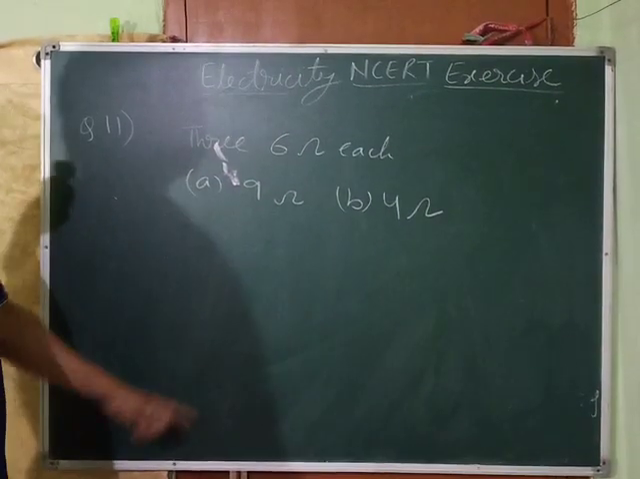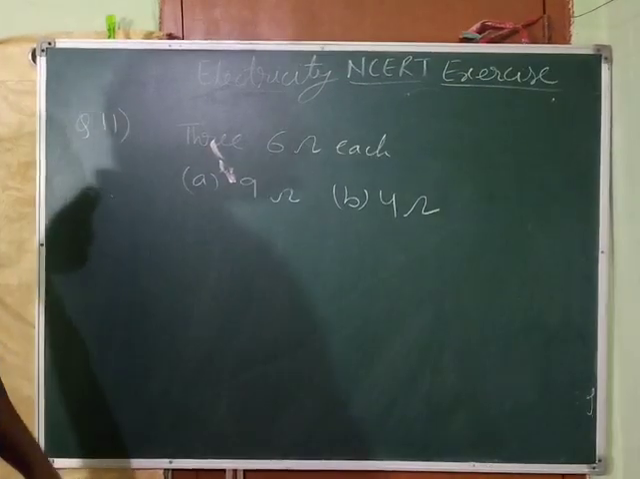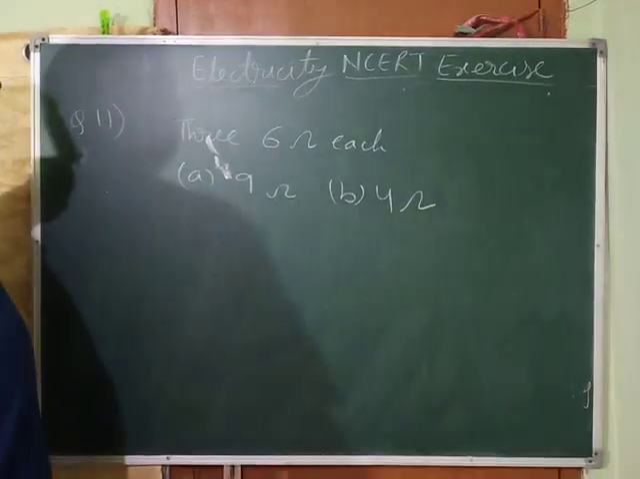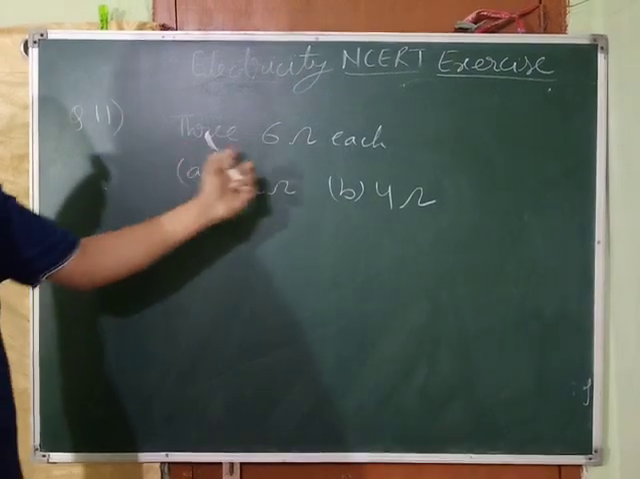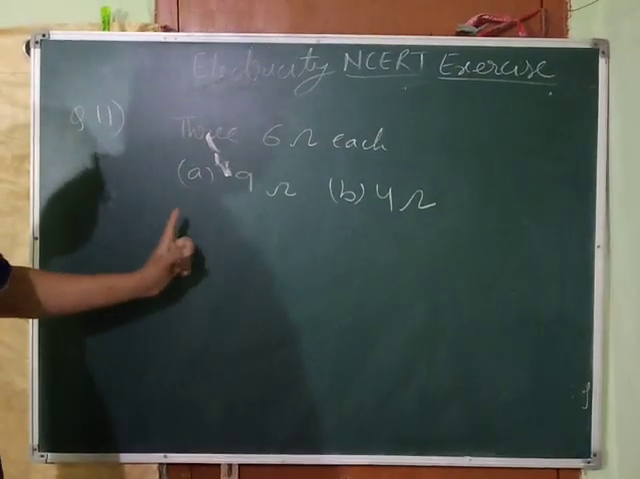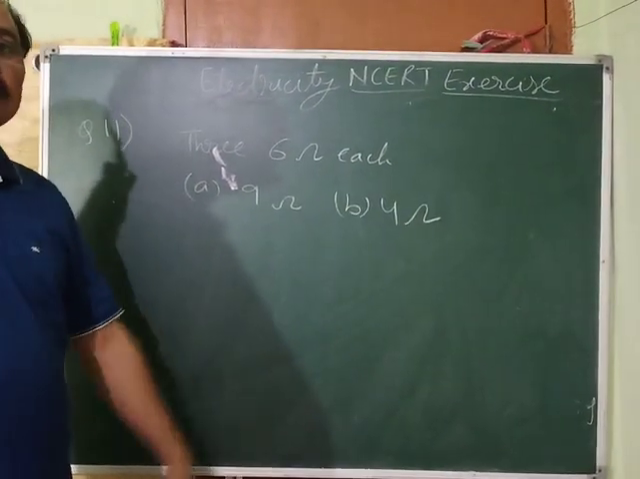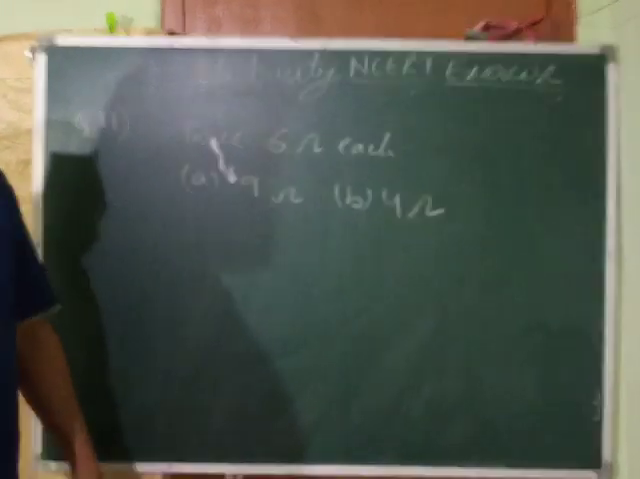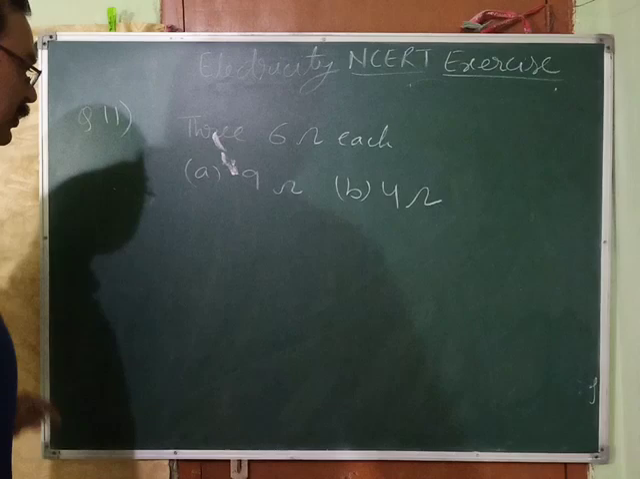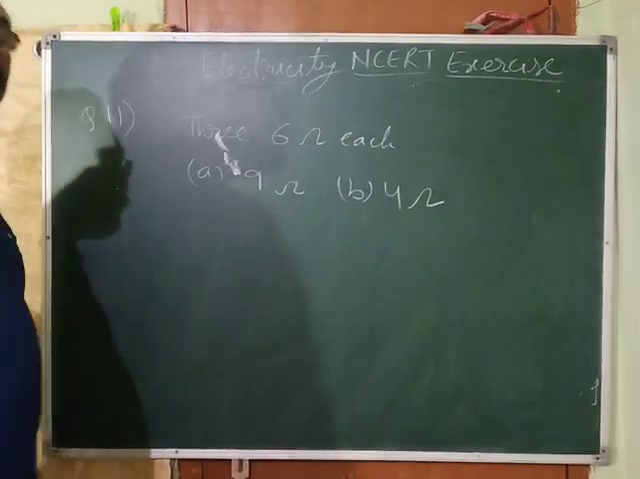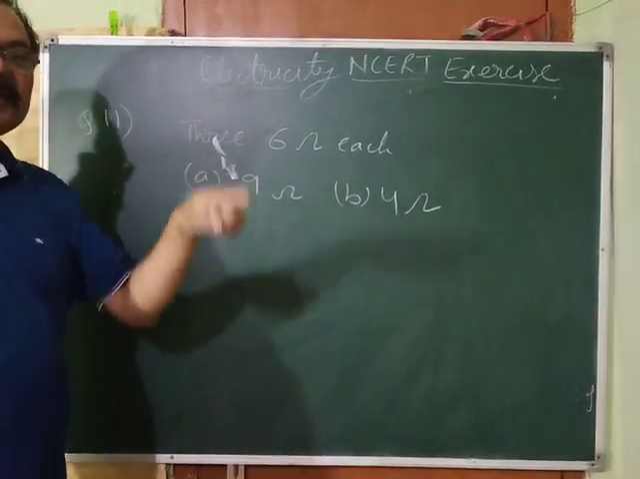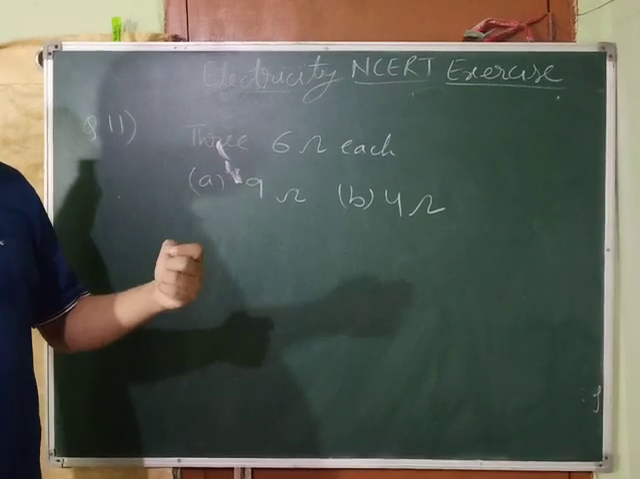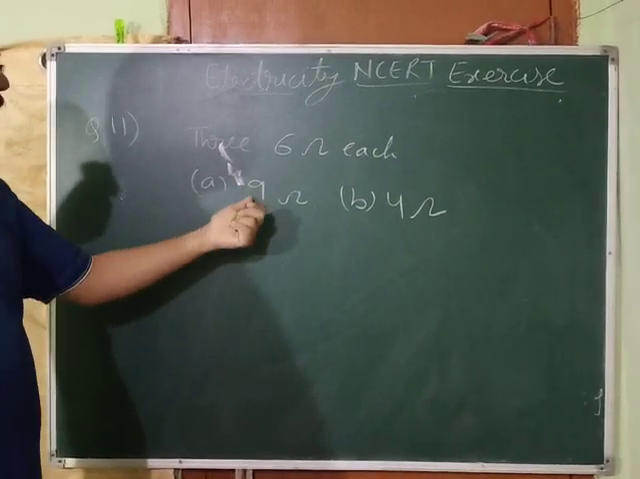Now, 9 is more than 6. That means at least one resistor we have to connect in series with the others. But when we connect all 3 resistors in series, how much will you get? 6 plus 6, 12 plus 6, 18. It is not that much, it is less than that. That means we cannot connect all 3 resistors in series. If we connect all of them in parallel, then 1 by 6 plus 1 by 6 plus 1 by 6 is 3 by 6, which is 1 by 2. That is 2 ohm, much less than this.